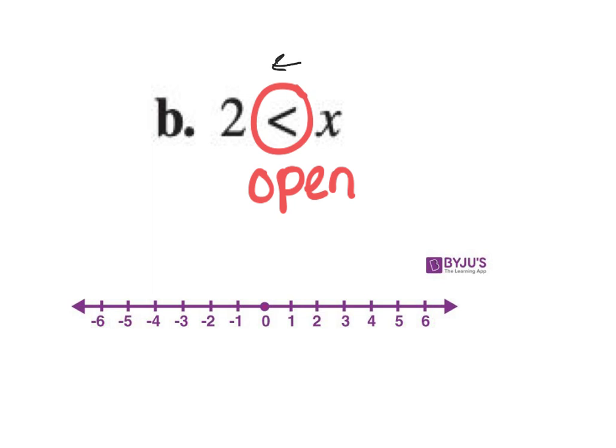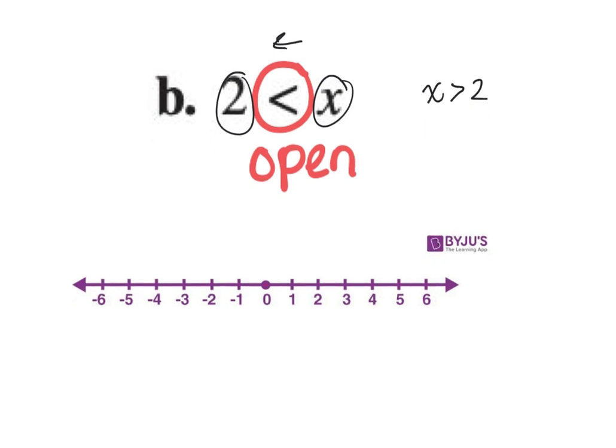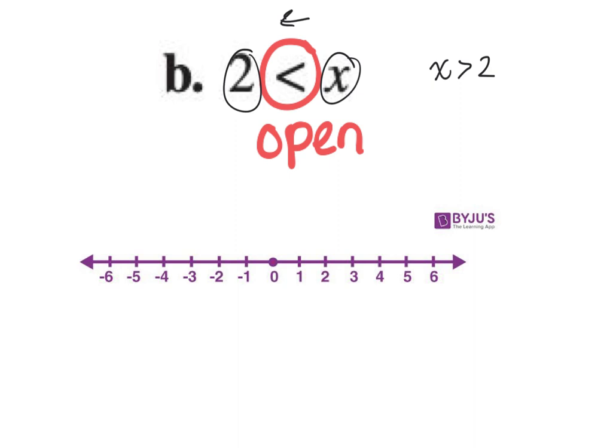So you can always reorder it. If you're going to flip these two, you've got to flip the sign. So x, let's say, is greater than 2, instead of 2 is less than x, okay? We're just flipping the entire inequality around. Now, let's find 2, and let's put an open circle. Oops, that was 3. Here's 2, put an open circle.